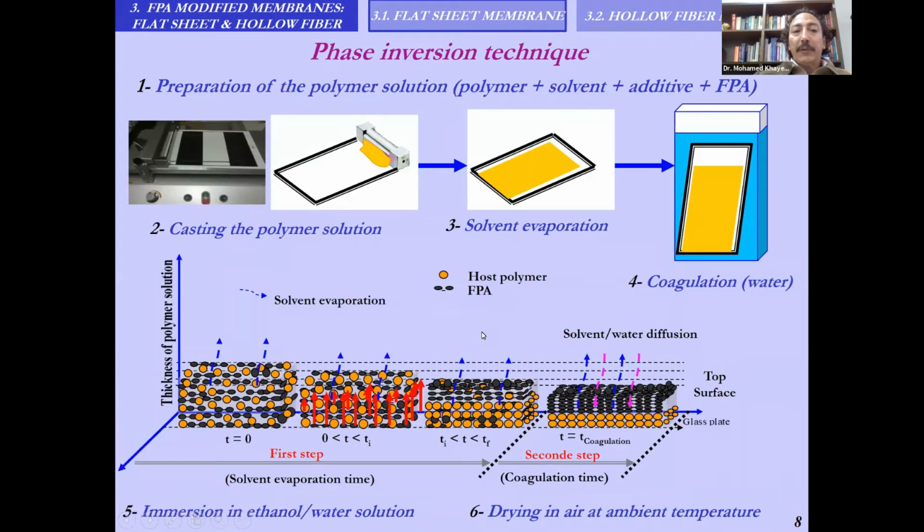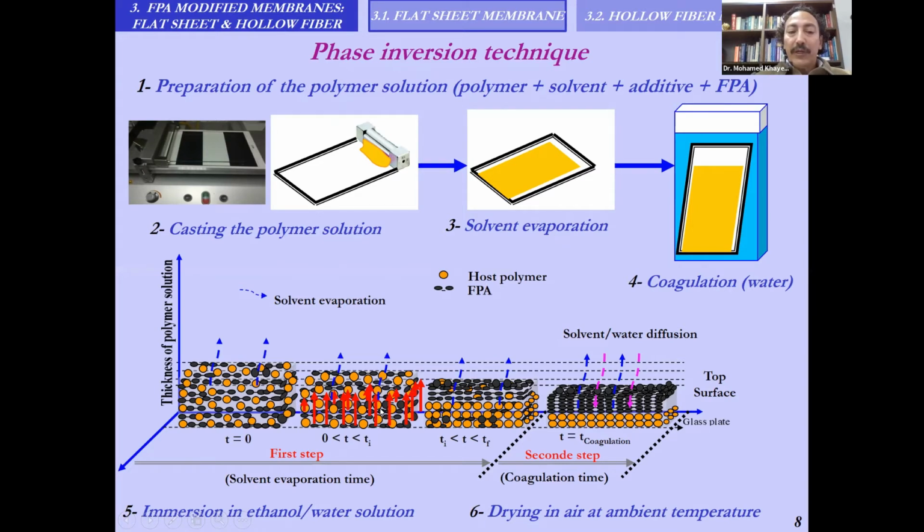How do we prepare these membranes? We prepare them in a simple step by the phase inversion technique. First of all, we dissolve the polymer solution. We use a host hydrophilic polymer and dissolve it in solvent. We add an additive for pore formation, and we also add a fluorinated polyurethane additive. We cast the membrane and expose it to solvent evaporation.